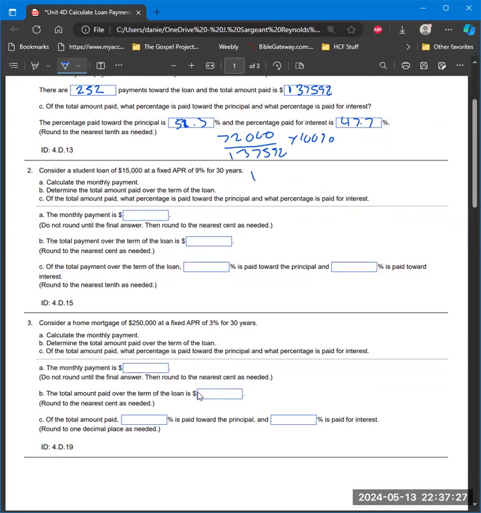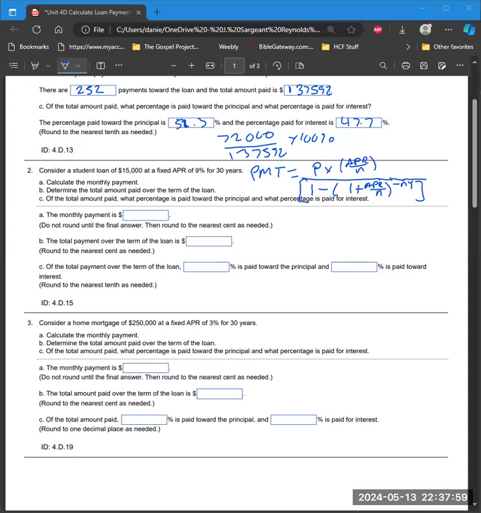Let's talk about the monthly payment formula. PMT is equal to P times APR over N, over 1 minus 1 plus APR over N raised to the negative NY. This is in parentheses here like that. So let's go ahead and use that to calculate the monthly payment here.